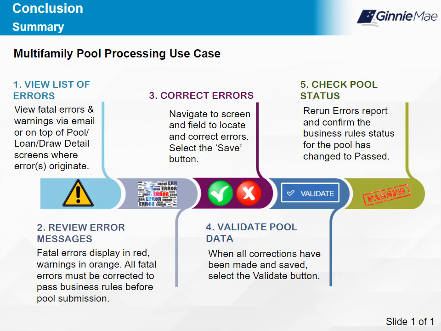In summary, this module gave you the opportunity to gain confidence using Mfpdm to review and correct data errors. Now you should be able to locate pool or mortgage-related errors and edit pool or mortgage-related errors so that the pool successfully passes Ginnie Mae's business rules.